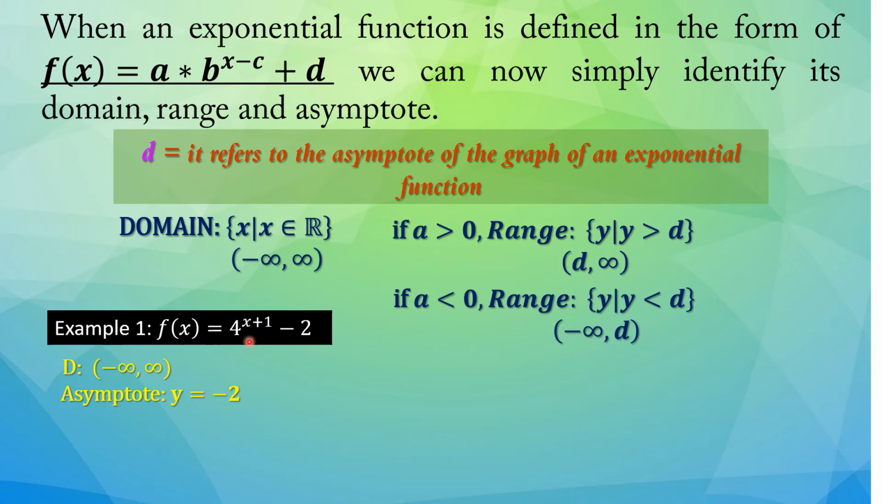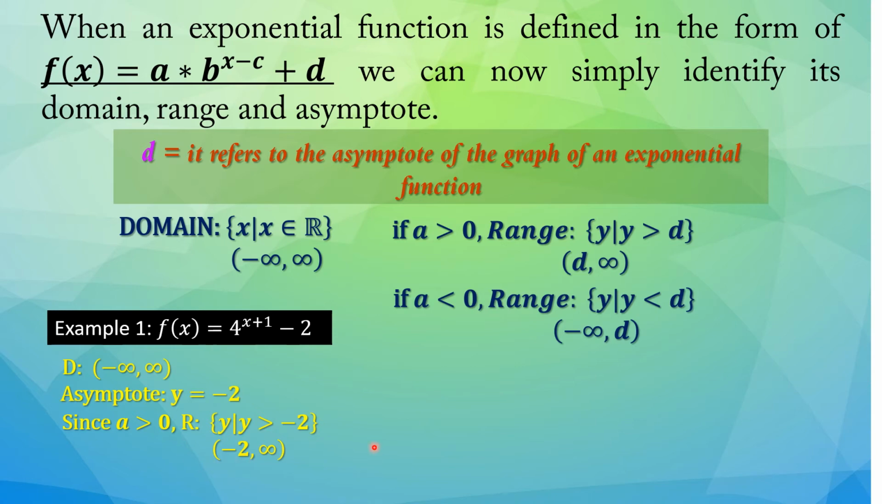And then, let's proceed with the range. Okay, look at our base. It is positive. So, therefore, we will use the case when a is greater than 0. In that case, the range is the set of y values such that y is greater than negative 2. Whatever the value of our asymptote is, that is also what goes here. So in interval notation, it is written as from negative 2 to positive infinity, wherein negative 2 is not included in our solution. So, it is that simple.